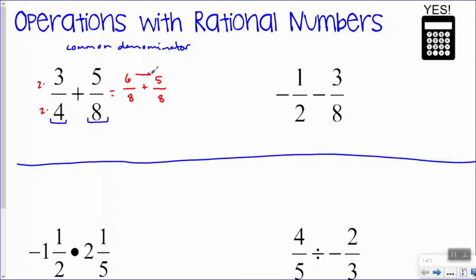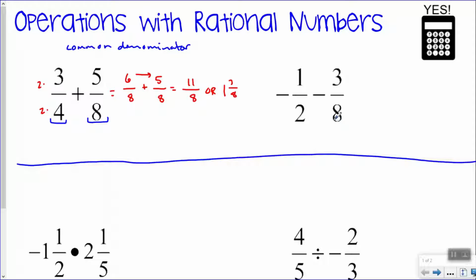Then we just add the numerators and keep our denominator the same. So we have 6/8, and then we have 5 more, so altogether I have 11/8. Now you can leave that as what we call an improper fraction, or you can turn it into a mixed number. So now I'm going to say, how many times does 8 go into 11? Well, I can take 1/8, and then once I take those 8/8 away, I just have 3/8 left.